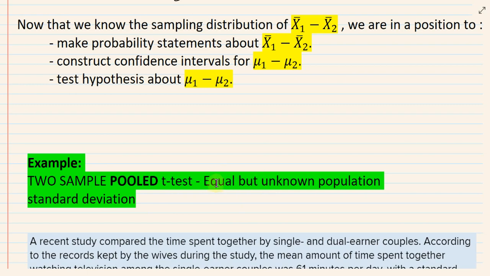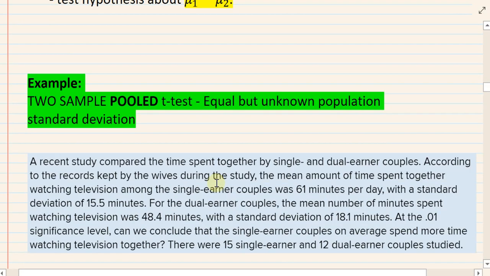So sigma 1 equals sigma 2. Let's read on. In this example, a recent study compared the time spent together by single and dual earner couples. According to the records kept by the wives during the study, the mean amount of time spent together watching television among the single earner couples was 61 minutes, a little over an hour a day.